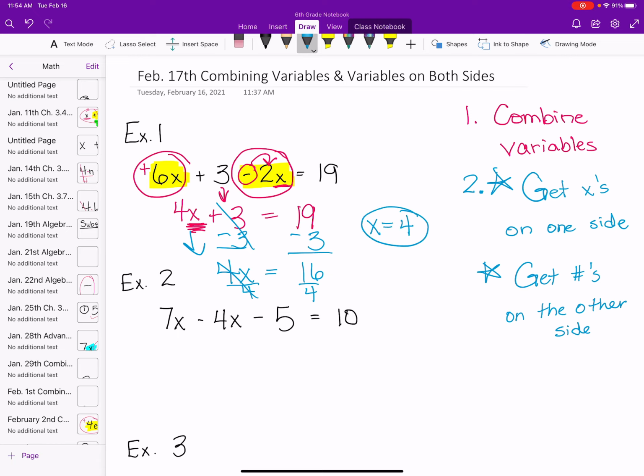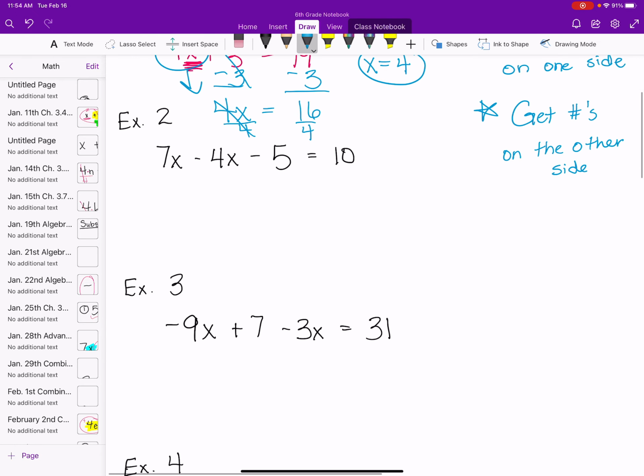Okay, so I'm combining my variables first, which got me my 4x. Then I brought everything else down. I wanted to get the x on one side, so I had to do the opposite of plus 3, which is minus 3. And then I got 4x is equal to 16, get x by itself, so I did the opposite of 4 times x, and I divided by 4, so x is equal to 4. Let's try another one here.